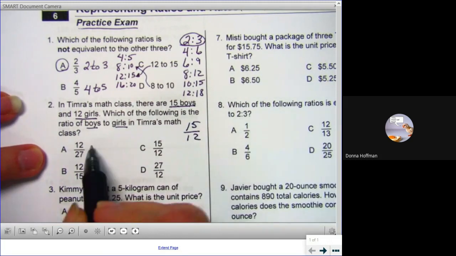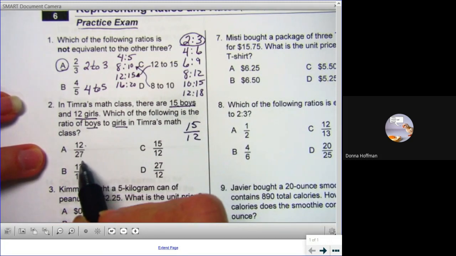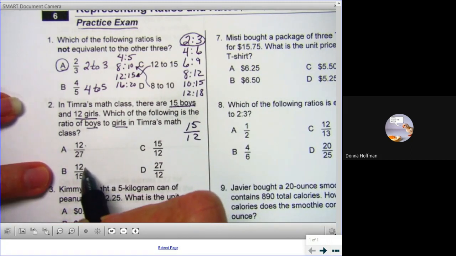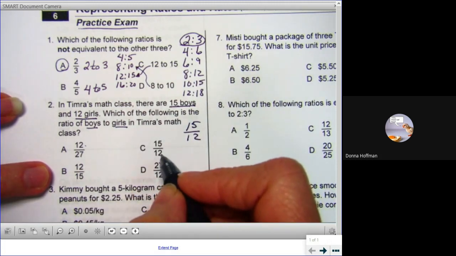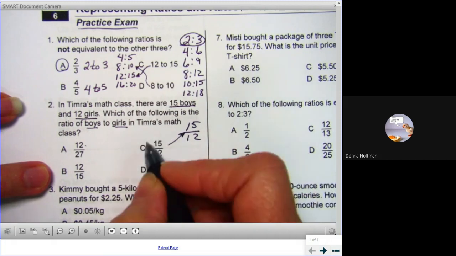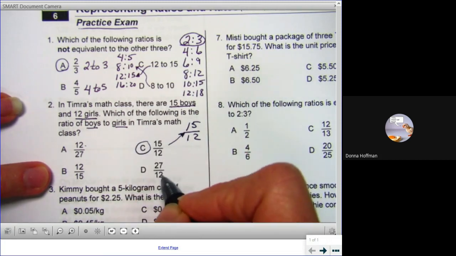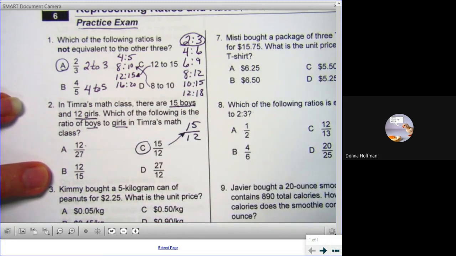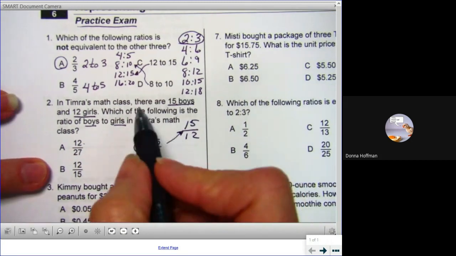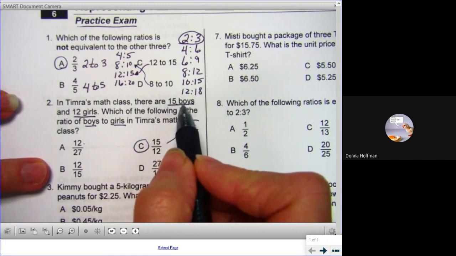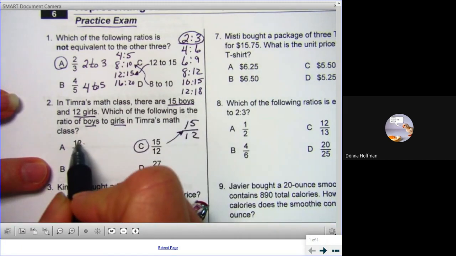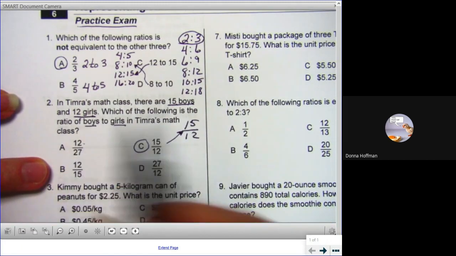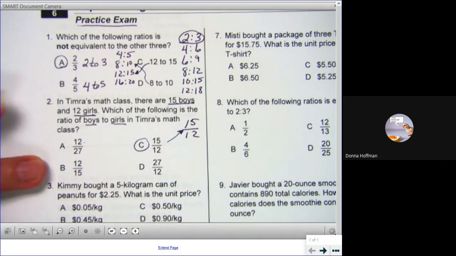Now I've got to match that. 12 over 27 is not an option. 12 over 15, nope, that's backwards. 15 over 12, and there we go. So my answer would be C. 27 over 12, nope, that doesn't match. When you read the sentence, the first one you come to is always your numerator, and the second one you come to will always be your denominator.